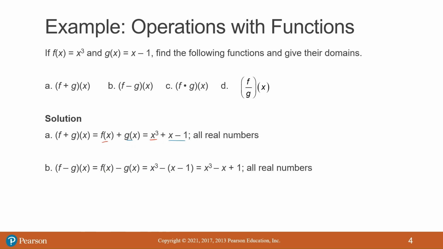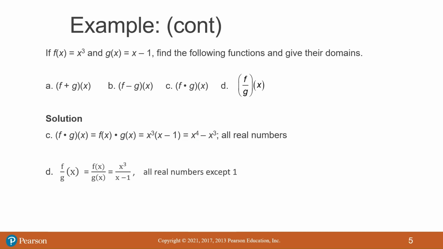Now, let's look at the subtraction of the two functions. (f - g)(x) is the same thing as f(x) minus g(x). I take the f(x) function, which is x to the third, and subtract the g(x) function, which is x minus 1. We have to keep in mind that this negative goes to all terms in the g(x) function. So when I simplify, it looks like x to the third minus x plus 1. Our domain there is all real numbers.